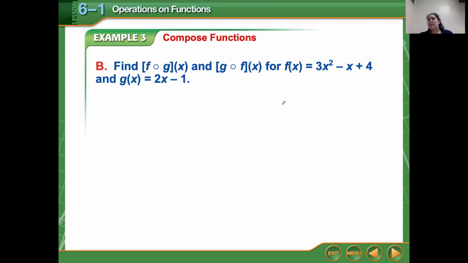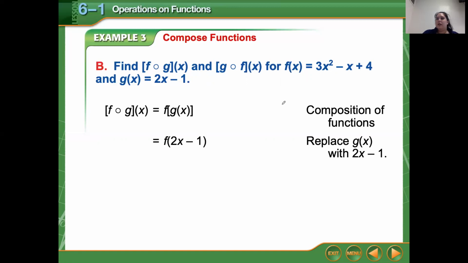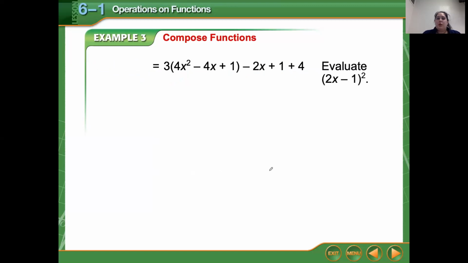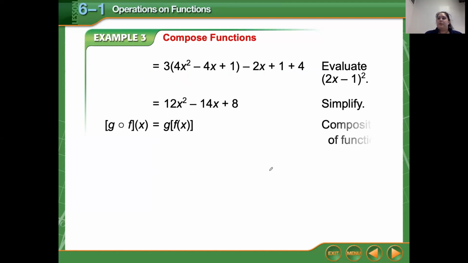So we're going to do f of g of x and g of f of x using expressions. So we have f of x is 3x squared minus x plus 4, and g of x is 2x minus 1. So f of g is just plugging 2x minus 1 for every x I see in f. So that would mean that my x squared is now 2x minus 1 squared. The minus x is just minus the quantity 2x minus 1, and so on. So we would go ahead and simplify, combine like terms, and get 12x squared minus 14x plus 8.